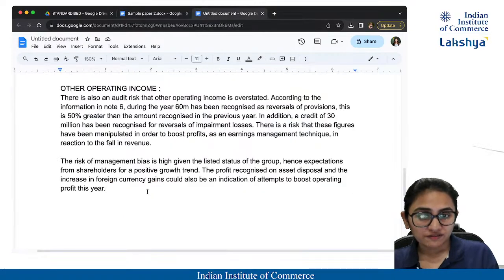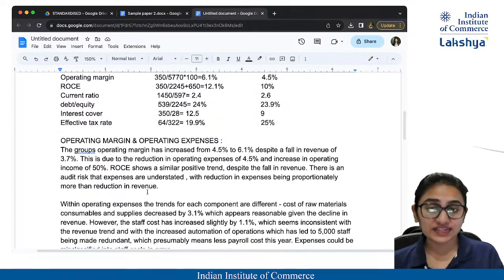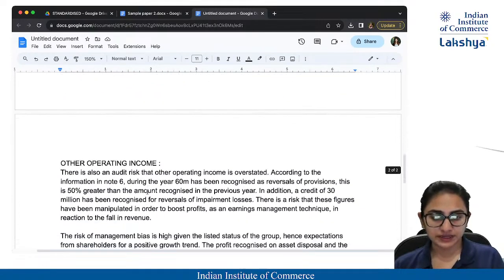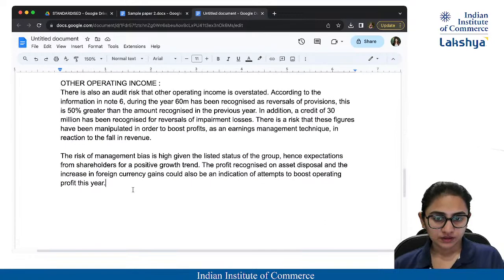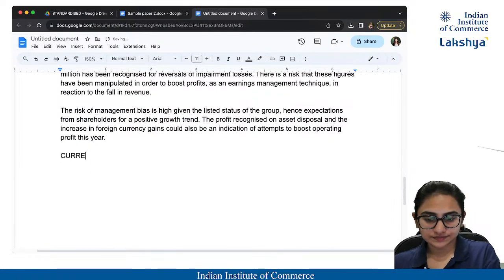Whenever you have to answer regarding analytical procedures, you always have to compare, because you have to analyze the relationship between them and compare it and write it down. The next category we have is current ratio and gearing.